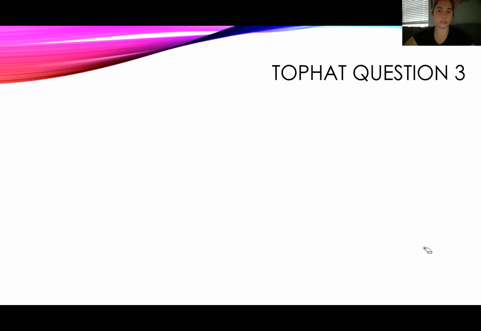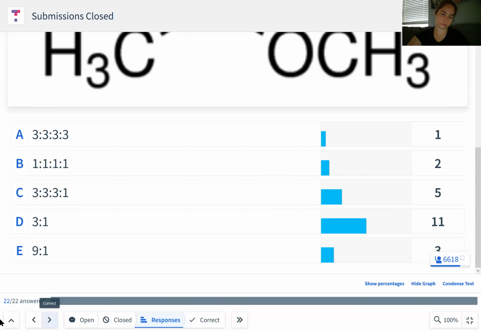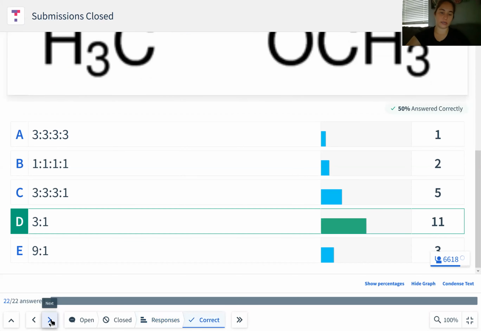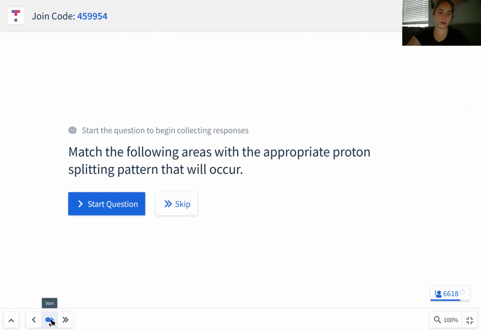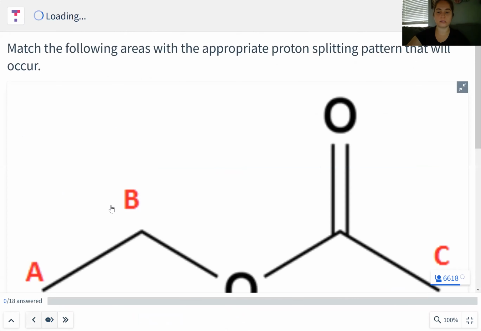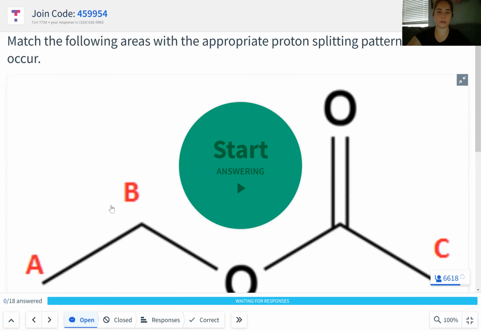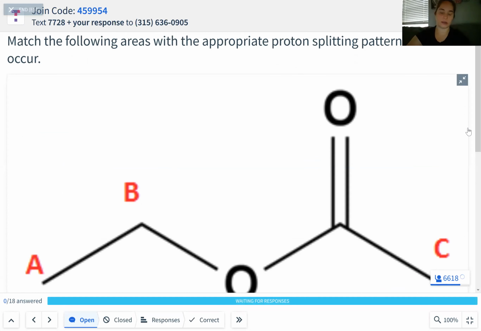Okay, let's go to Top Hat again. Just keeping in mind that this is OChem 1, you're gonna get largely fairly simple NMRs from me. So match the following areas with the appropriate proton splitting pattern.